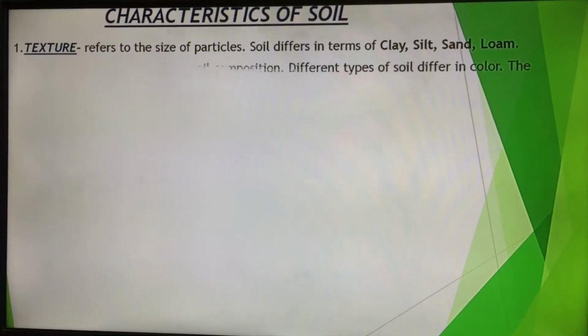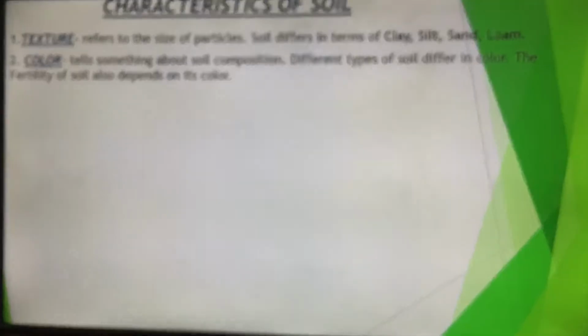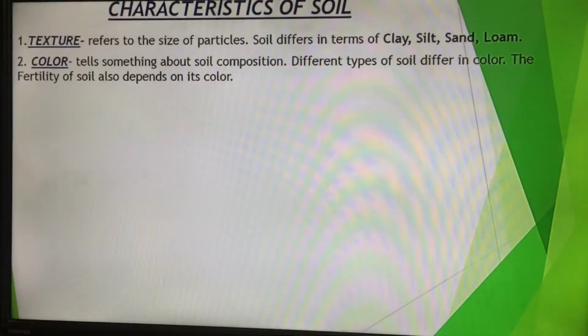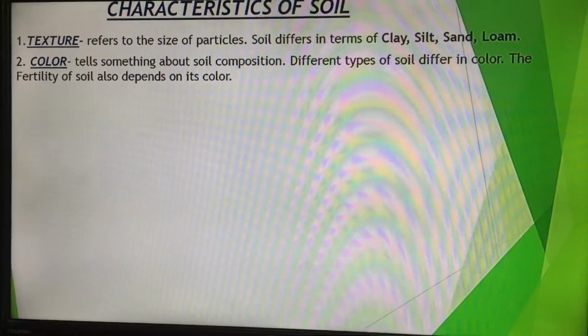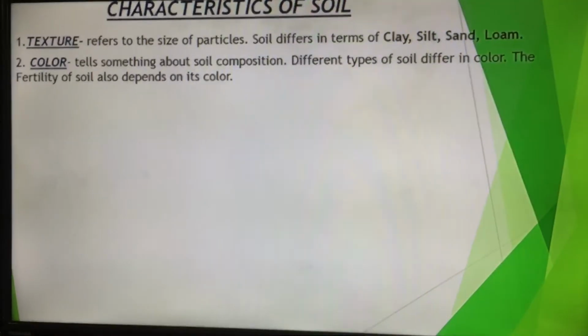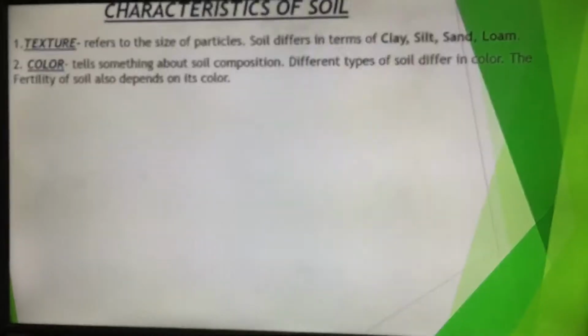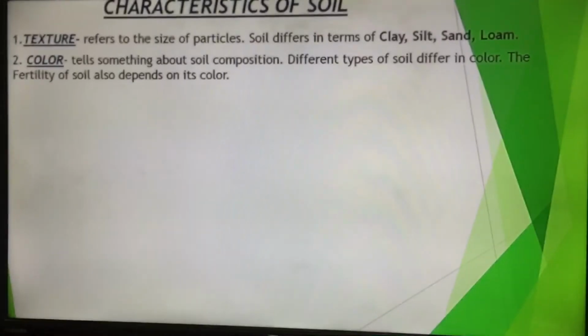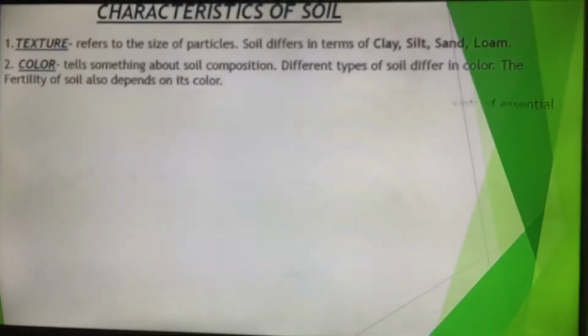Next one is color. Color tells something about soil decomposition. Different types of soil differ in color. The fertility of soil also depends on its color, so we have to know the color of the soil, because the nutrients will depend on it also.